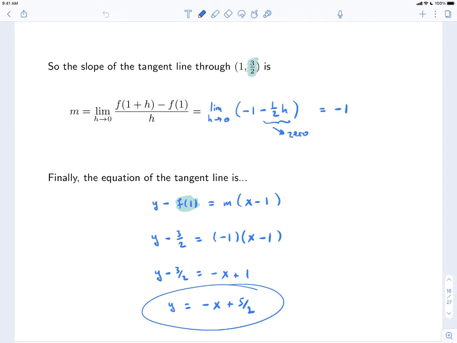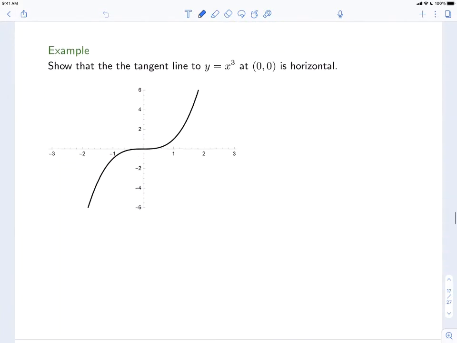Let's do another example. For this example, we want to show that the tangent line to y equals x cubed at the origin is in fact horizontal. We mentioned earlier that we expect that it will be, because the graph is really flat here. So we expect that the tangent line should be horizontal, and we want to show that that is the case. So first we need to identify the function. Well, the function in this case is f of x equals x cubed. And we want to find the slope of the tangent line to this function at the point 0, 0.